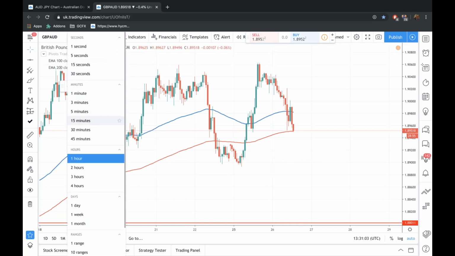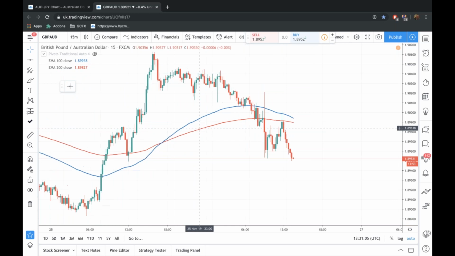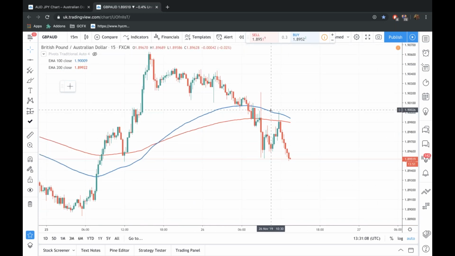We'll go to the 15-minute chart. So remember, we're expecting sellers at this 1.90 level. I entered in at, when did I get in? Just looking at my other chart here. I got in at 1.899, so just below 1.90.